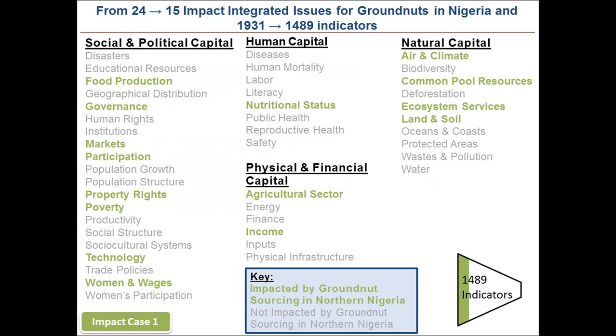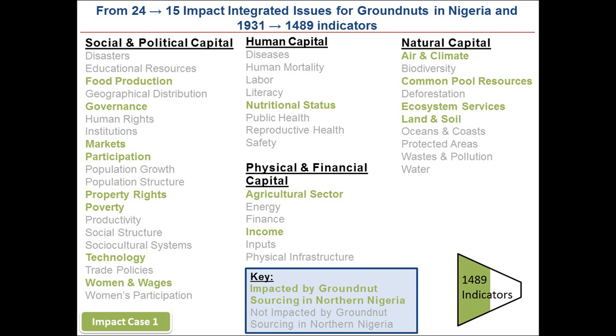So note that these 15 issues still cut across all the different types of issues, and with these 15 issues identified, the number of indicators useful to provide information about them again gets cut down, now to just under 1,500 indicators, or already 25% less than the original set. So although this is useful, it's still way too many to be manageable. So the question now is, well, how do we get from a large set like this to a manageable set of indicators that measure these issues that are important for groundnut sourcing in northern Nigeria?